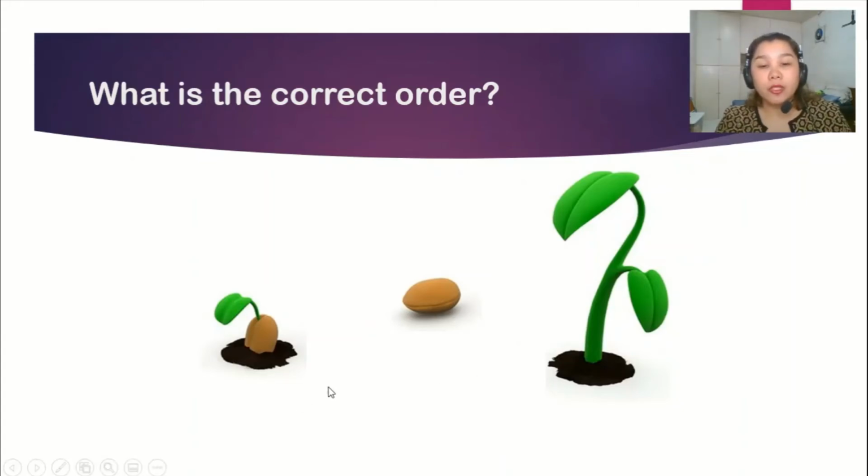It's like arranging events. So among these three, which do you think is the first stage that will show growth of plants? The one in the middle, or on your rightmost? The correct answer, the first one, is this. Okay, this is a seed. And then the next one, as it grows, will be the one on the left side. And then the last one is on your right. So this is the correct order that will show the growth of plants.